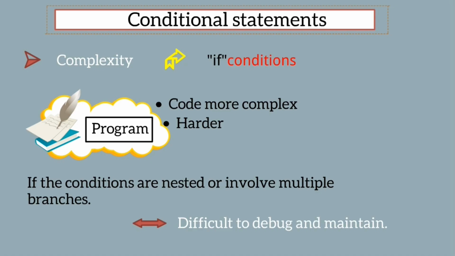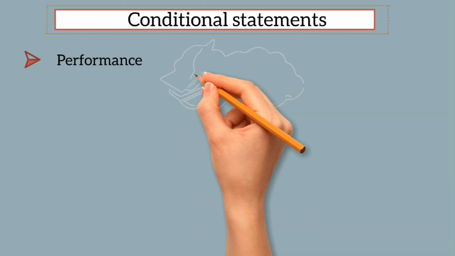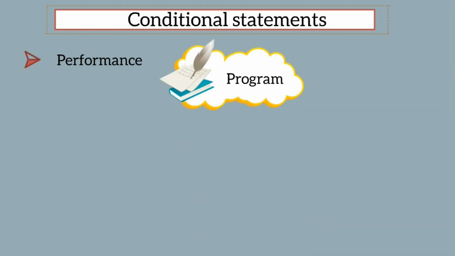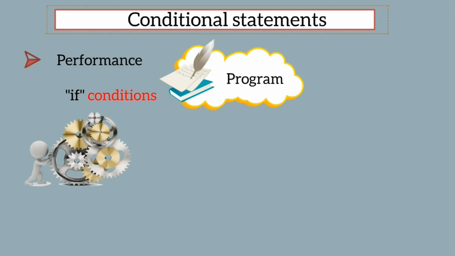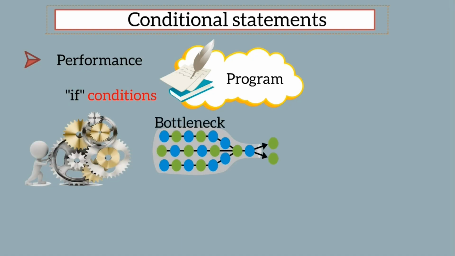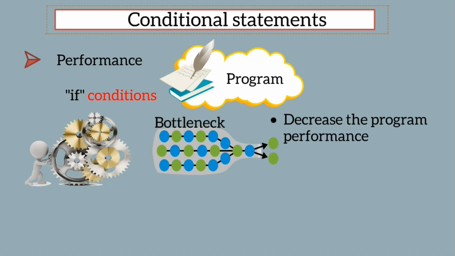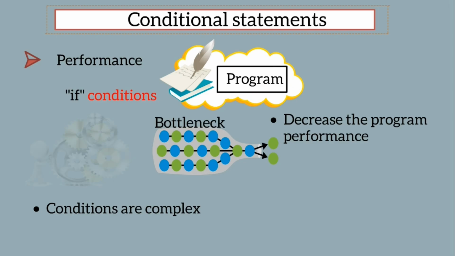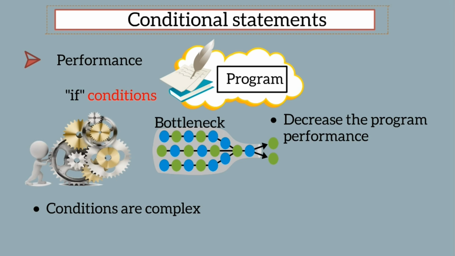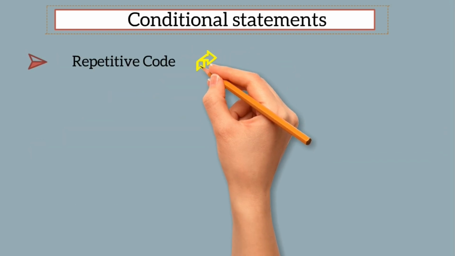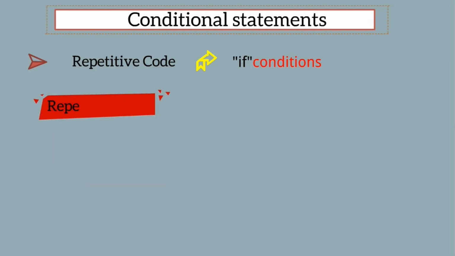Then another limitation is performance. If a program has a large number of if conditions, the execution time may become a bottleneck. It can decrease the program performance, especially if the conditions are complex. This can slow down the program's execution time. Then repetitive code. Using too many if conditions can lead to repetitive code, making it harder to maintain and change the program.